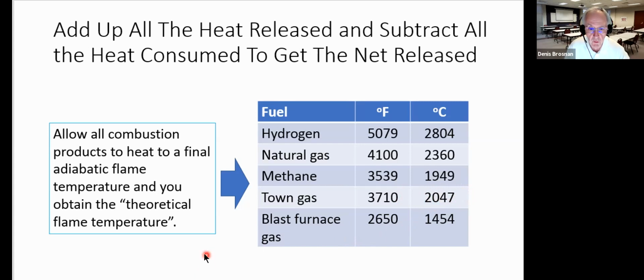You can Google adiabatic combustion temperature and look at what Wikipedia has to say about it, and you'll be smarter once you look at that, although they do use some mathematics in that presentation.